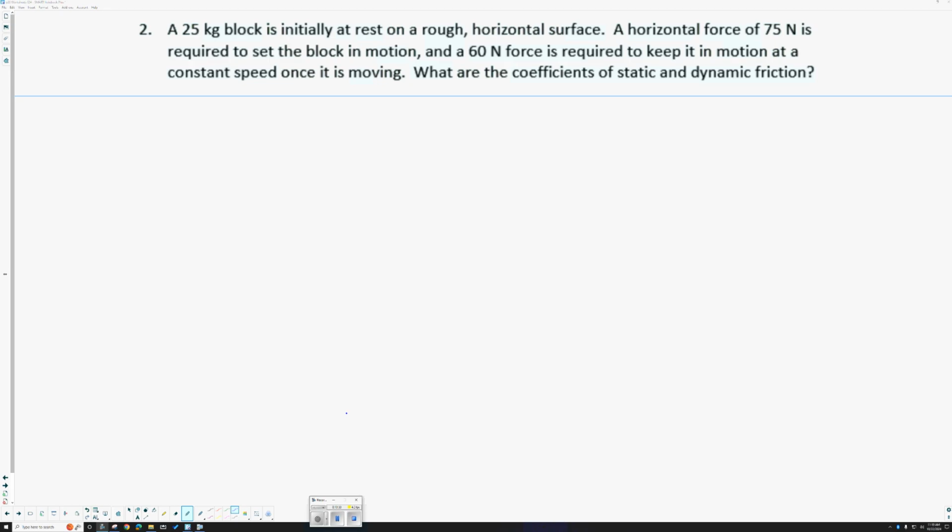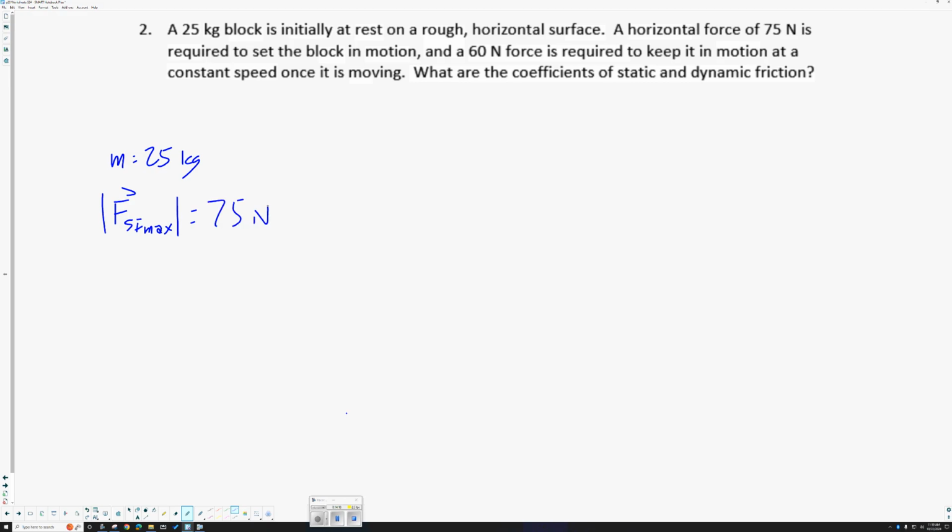We get 2 separate problems here, right? We have 25 kilograms. Let's write that down. That's the easy one. 25 kilograms is the mass. 75 newtons is required to get it moving. What does that correspond to? Yes, that's not necessarily the actual force of static friction that's acting at any given time. That's just a maximum possible force of static friction. So I'm going to say that is FSF max.